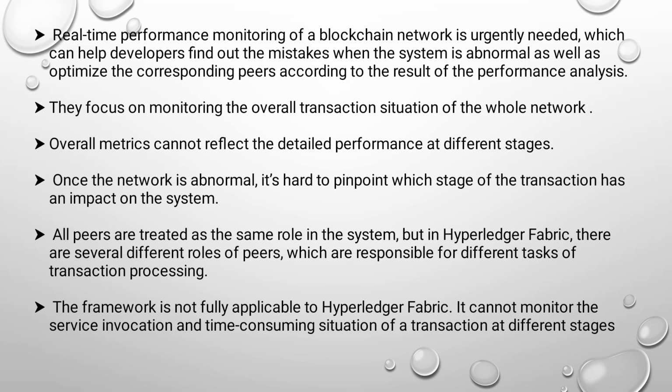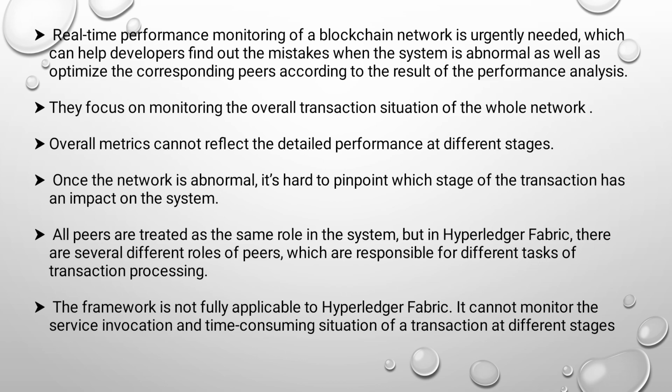Real-time performance monitoring of a blockchain network is urgently needed, which can help developers find out the mistakes when the system is abnormal, as well as optimize the corresponding peers according to the result of the performance analysis. Existing work mainly focuses on monitoring the overall transaction situation of the whole network, such as transaction throughput, average time to complete a transaction, and transaction confirmation delay. Overall metrics cannot reflect the detailed performance at different stages. That means once the network is abnormal, it is hard to pinpoint which stage of the transaction has an impact on the system.